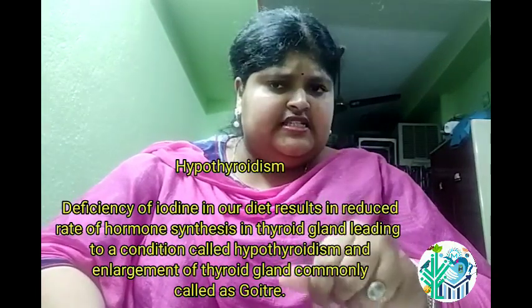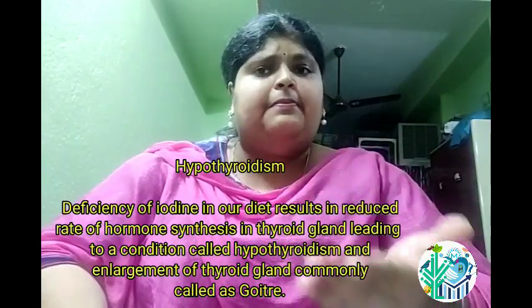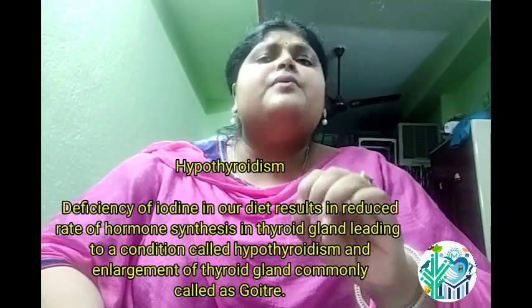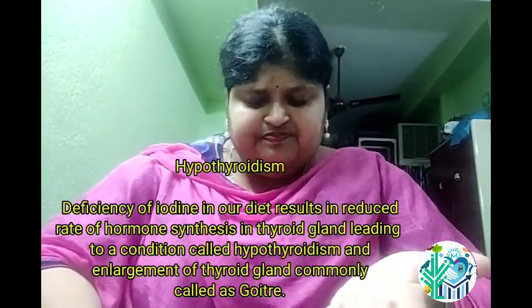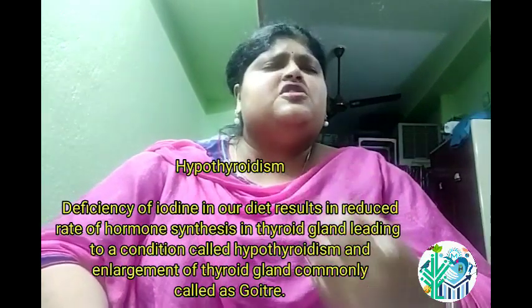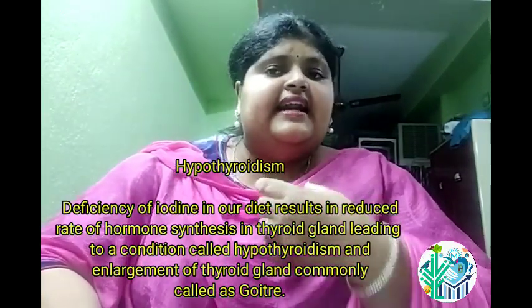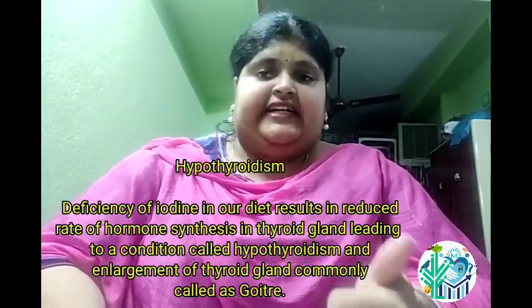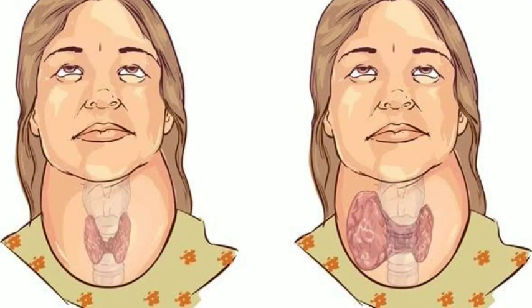So deficiency of iodine in our diet leads to what? Reduced rate of hormone synthesis, that is, it leads to hypo, meaning less, hyper meaning more. Hypothyroidism and enlargement of the thyroid gland, commonly called goiter, which you know well. Deficiency of iodine in our diet leads to a reduced rate of hormone synthesis, leading to hypothyroidism and enlargement of the thyroid gland, commonly called goiter.